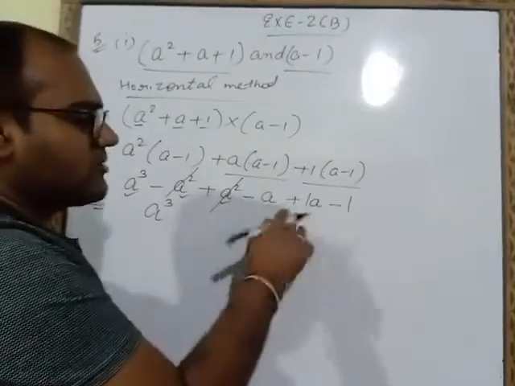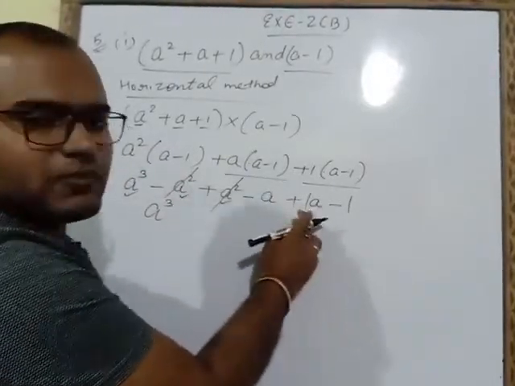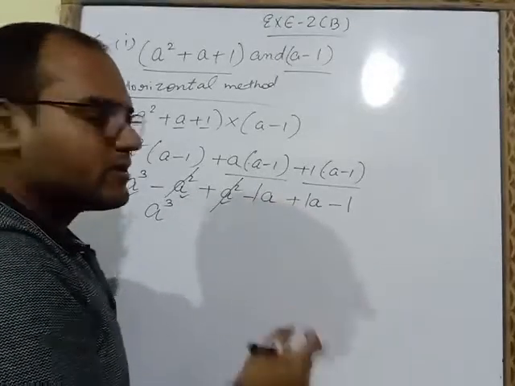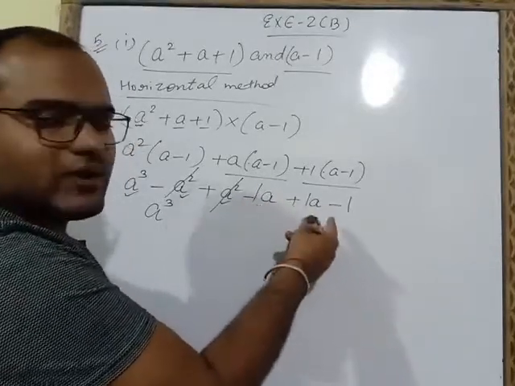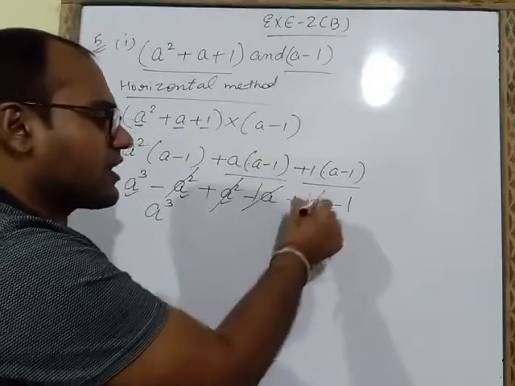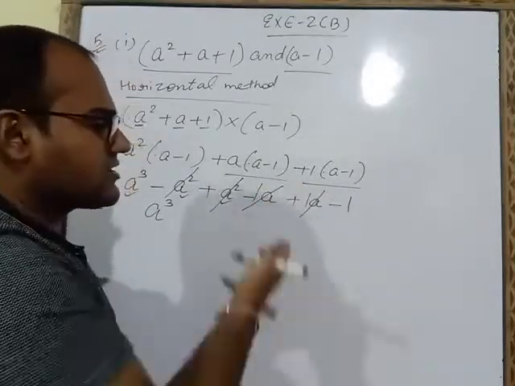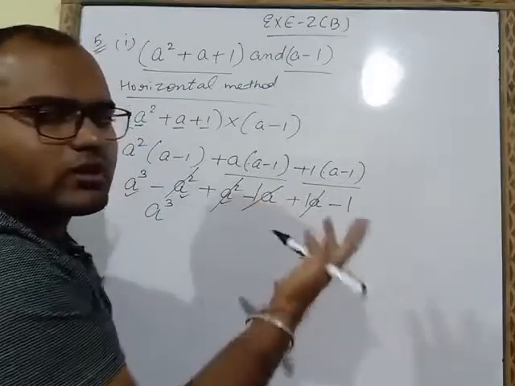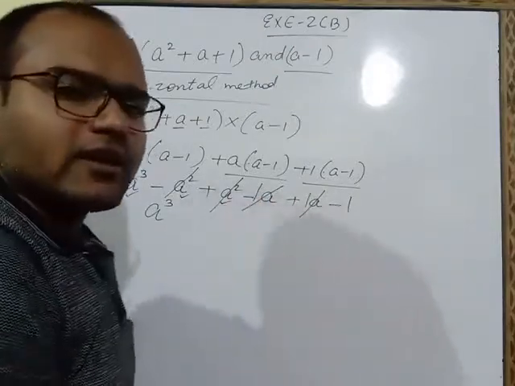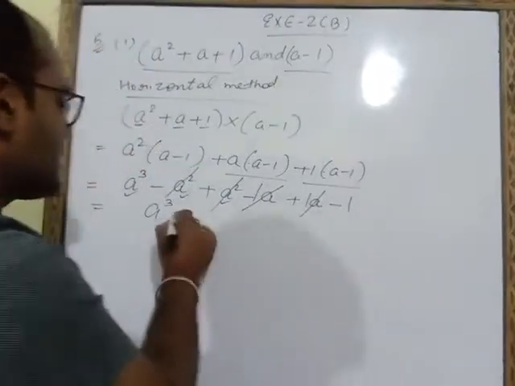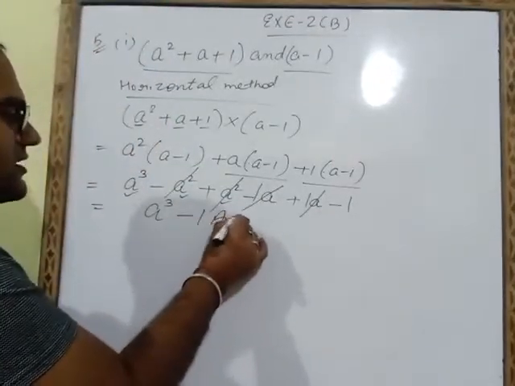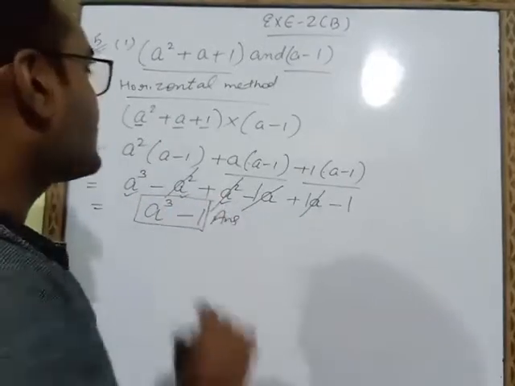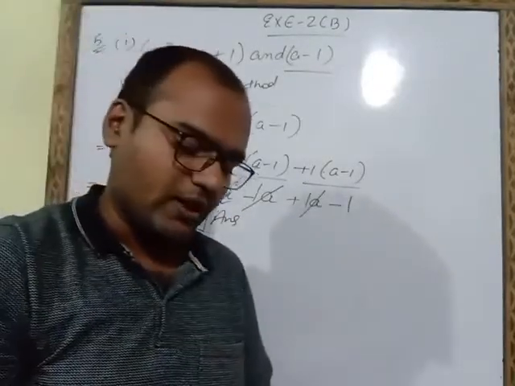Now the next term is minus a and this is plus 1a. Here no number is written, that means we can take 1. So this is minus 1a and this is plus 1a. These two will also get cancelled. Why will these two get cancelled? Because the signs are opposite and the 1a and 1a are the same. Now the remaining term is minus 1. So the final answer is a cube minus 1. Like this you have to do it in the horizontal method.